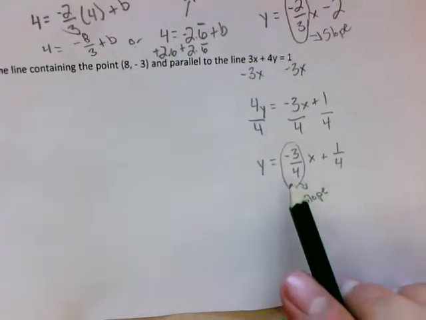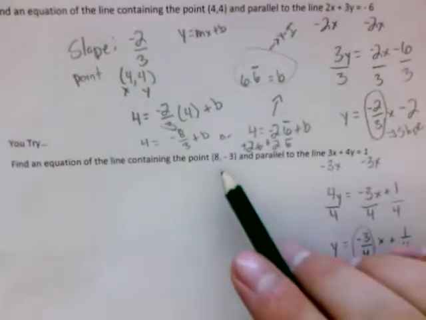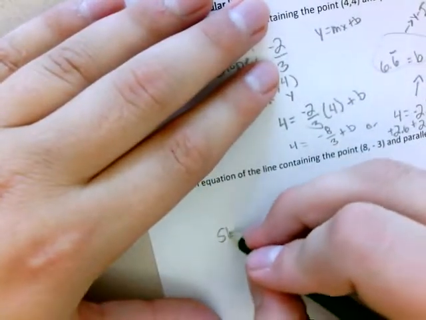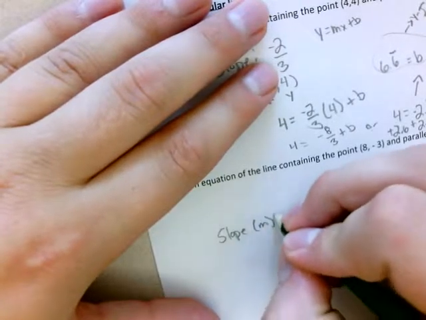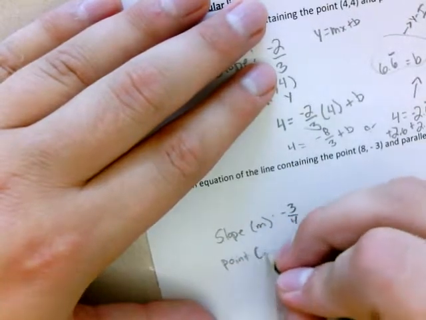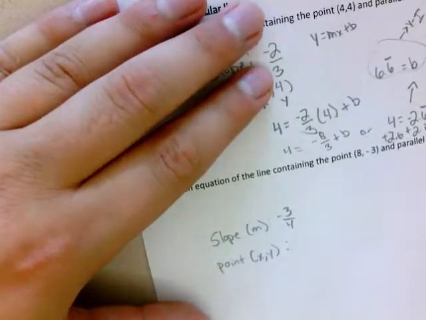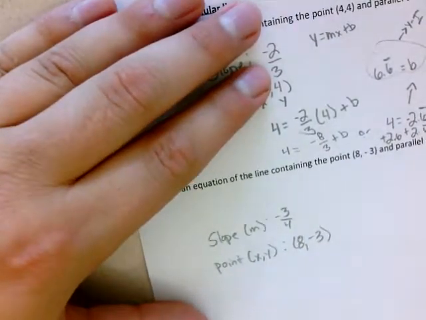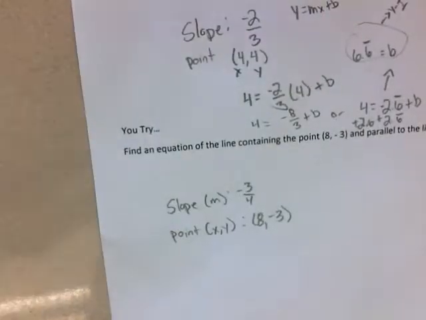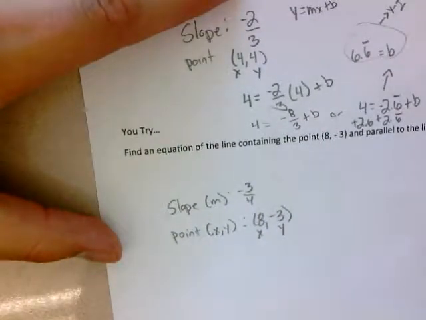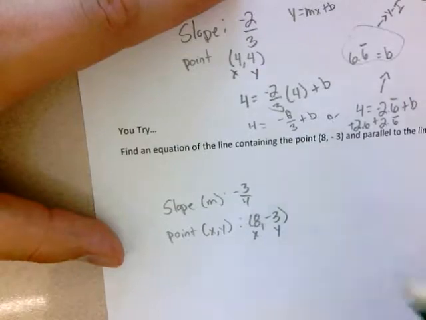So what we're going to do is take your slope, take the point they gave you, and do the same exact thing we've been doing throughout this entire paper. So, slope, also known as our m, is negative 3/4. Point, which is the x, y, is your 8, negative 3. Okay, try to hurry this along so it's not more than 30 minutes. So slope m, x, y.